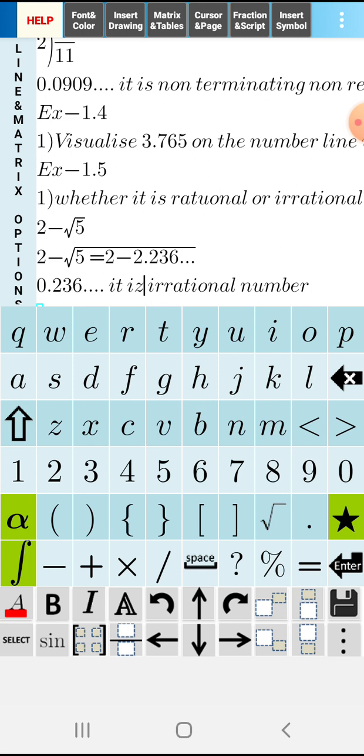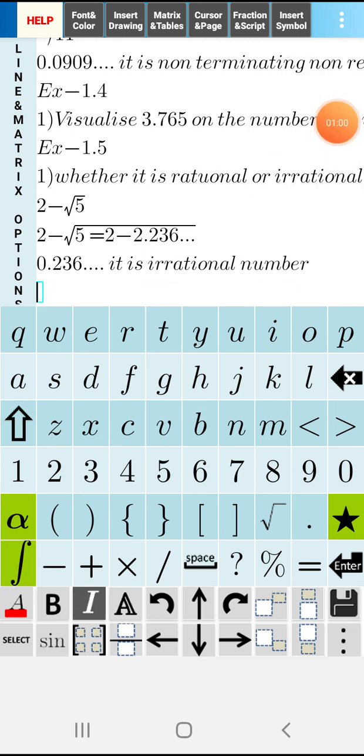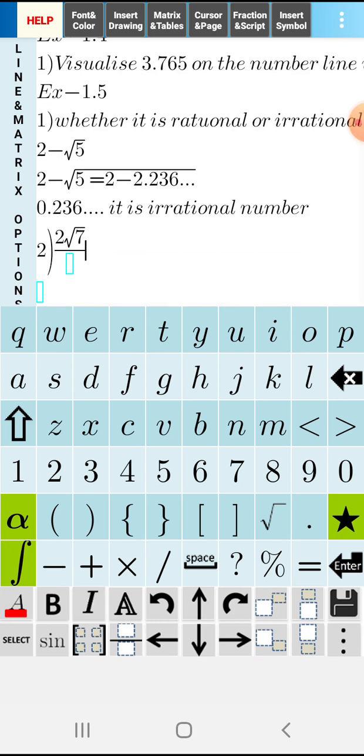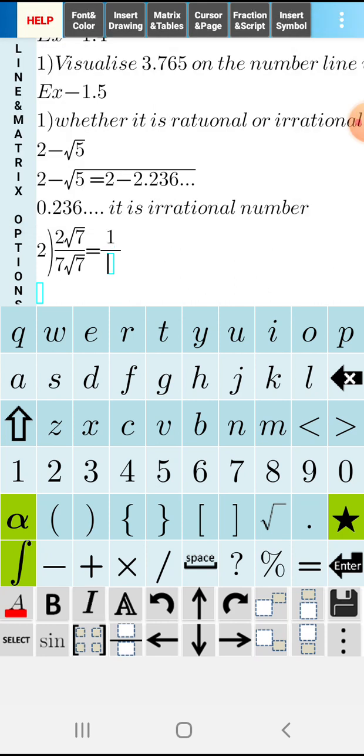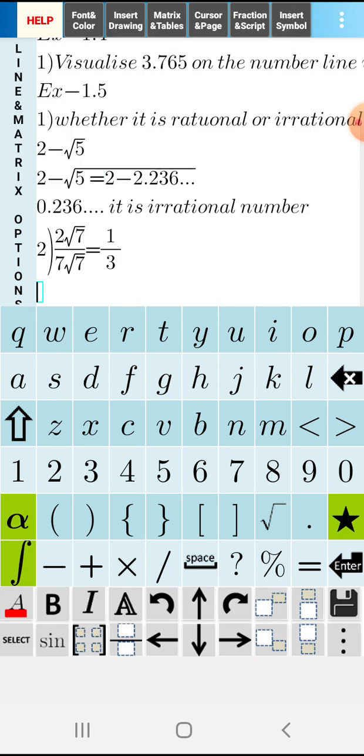Then the next sum. Second one, the next question is 2 root 7 by 7 root 7, which is equal to 1 by 3. So it is in p by q form.